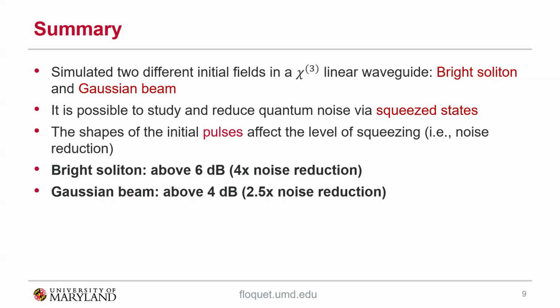And we have two simulations. For a bright soliton, we obtain approximately 4 times of noise reduction, and for the Gaussian beam, we obtain 2.5 times noise reduction, suggesting that it's better to use a bright soliton over a Gaussian beam.